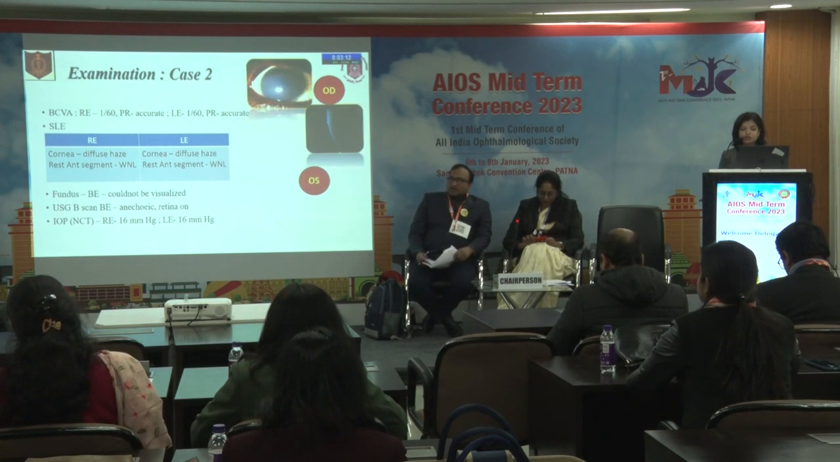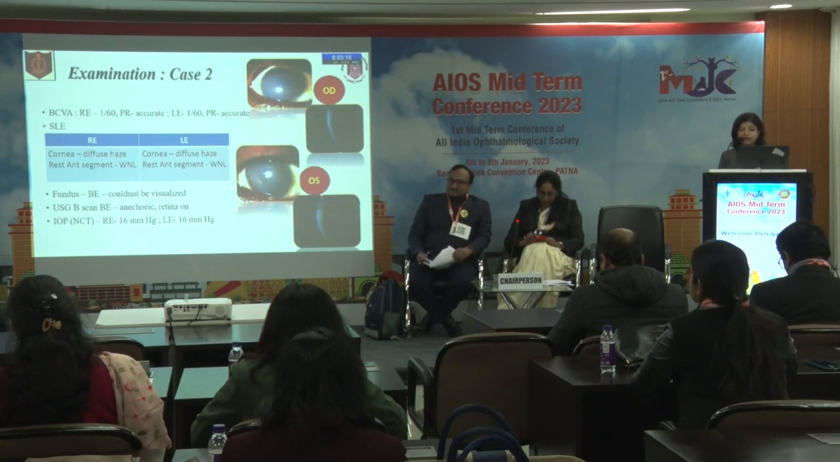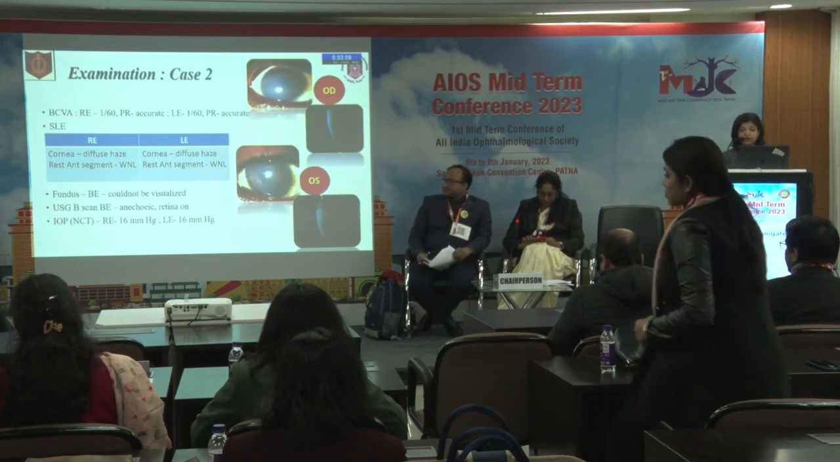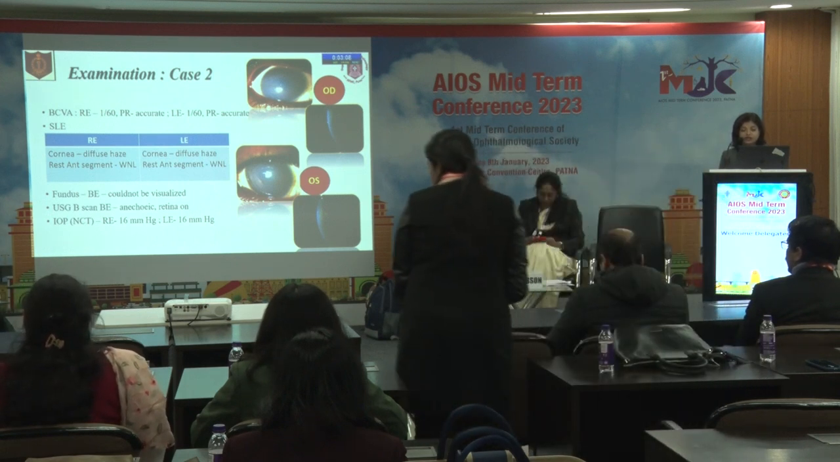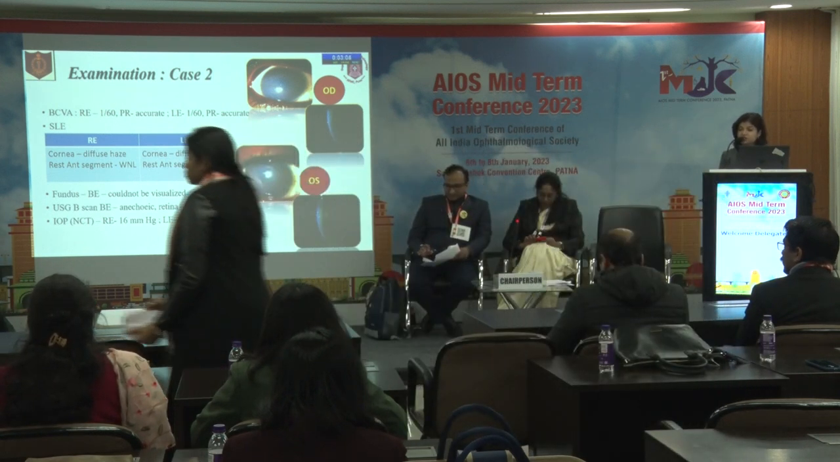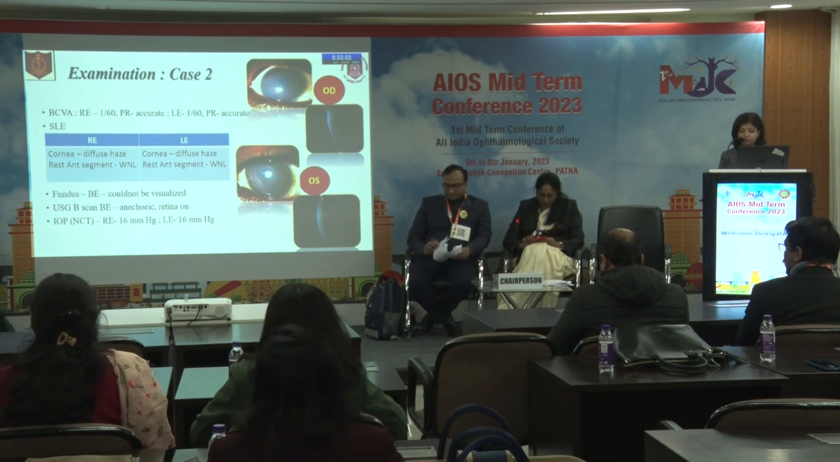Examination of the second case showed BCVA in both right and left eye as 1/60, PR accurate. Cornea showed diffuse haze in both eyes, rest of the anterior segment was unremarkable. Fundus in this case also could not be visualized, USG B scan showed retina was on. IOP in both right and left eye was 16 mm of mercury.